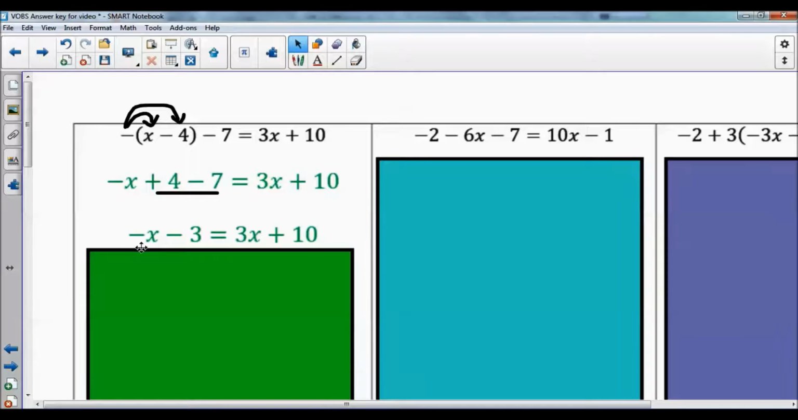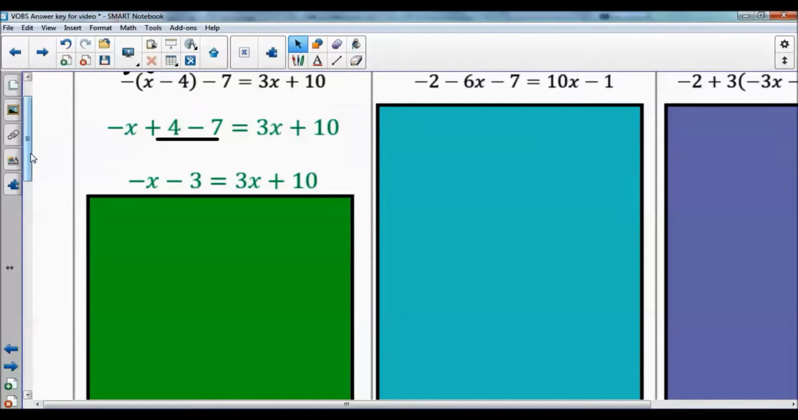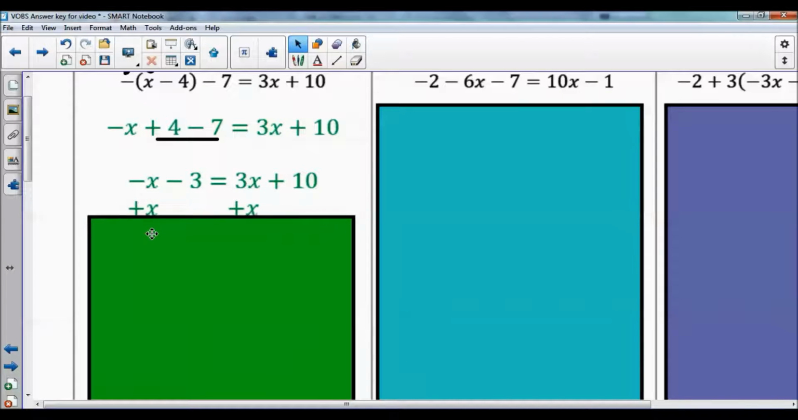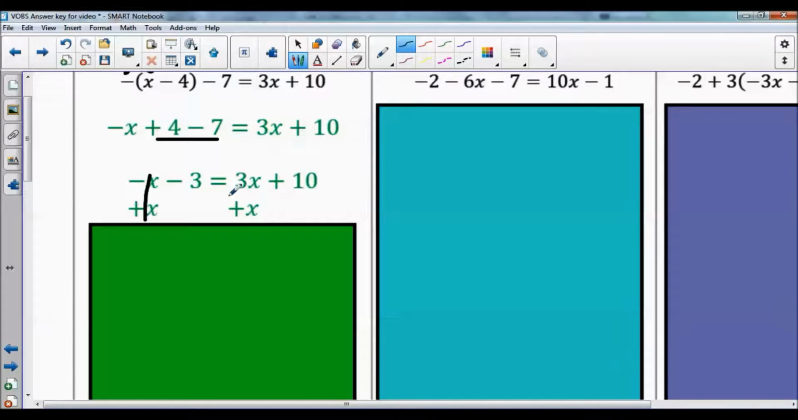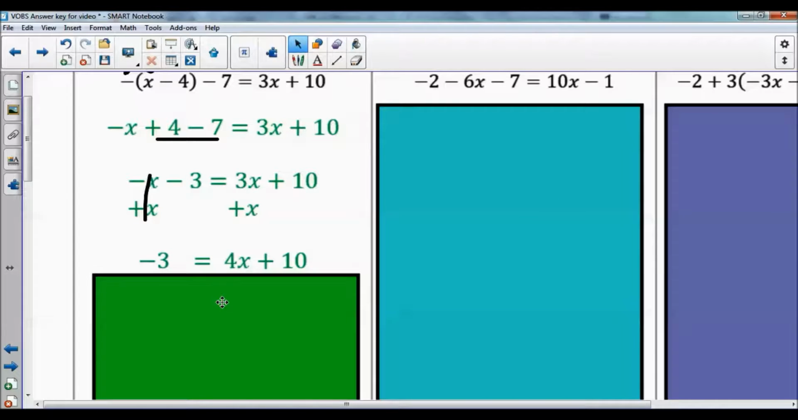Okay, now we have to get our variables to one side of our equation. So we have variables here and variables here. We have a negative x and a 3x. So I'm actually going to add x to both sides to get those to cancel out. And 3x plus x is 4x. Okay, so we have negative 3 equals 4x plus 10.